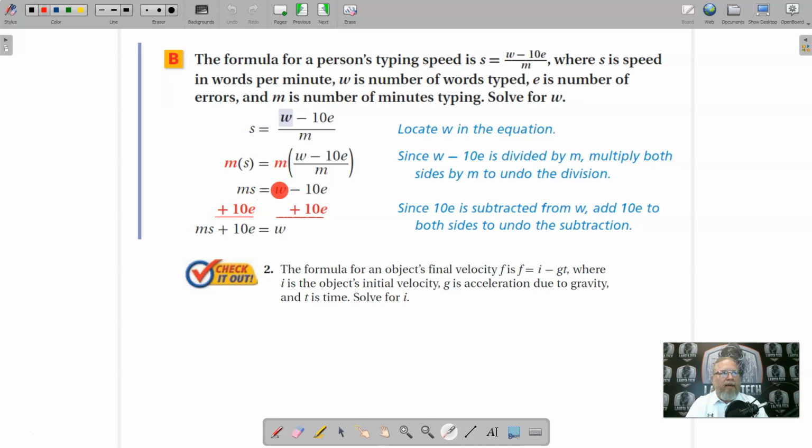Next, we want to get the W by itself. Remember, that's the objective here. It's tied to a 10E through subtraction. The opposite operation of subtraction is addition. And we're going to add the very value we wish to get rid of, which is 10E. So we're adding 10E to the right, so we'll do that also to the left. The negative 10E and the positive 10E are going to cancel each other, leaving us with just W on the right. And now we're going to have MS plus 10E, and we see that right here, MS plus 10E. So in the end, we end up with W equals MS plus 10E.